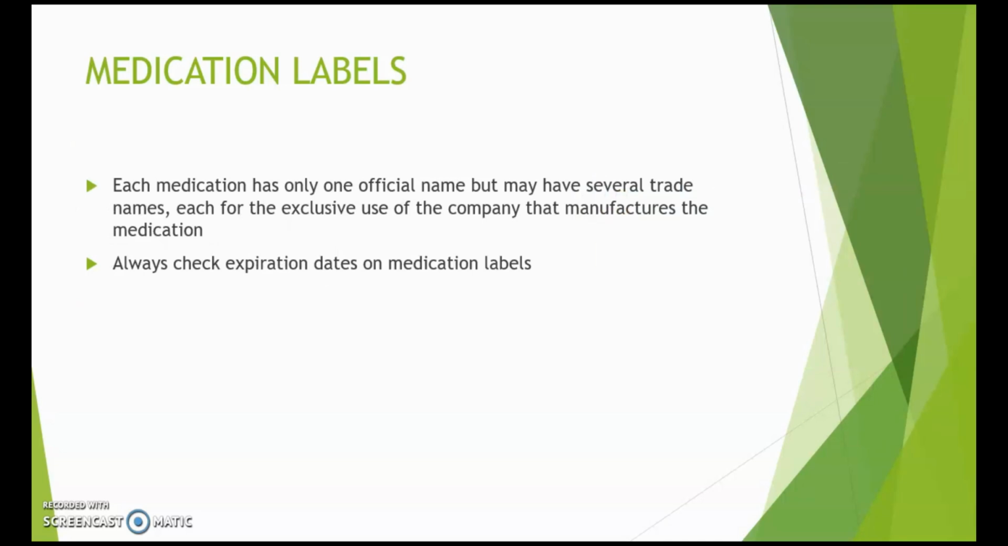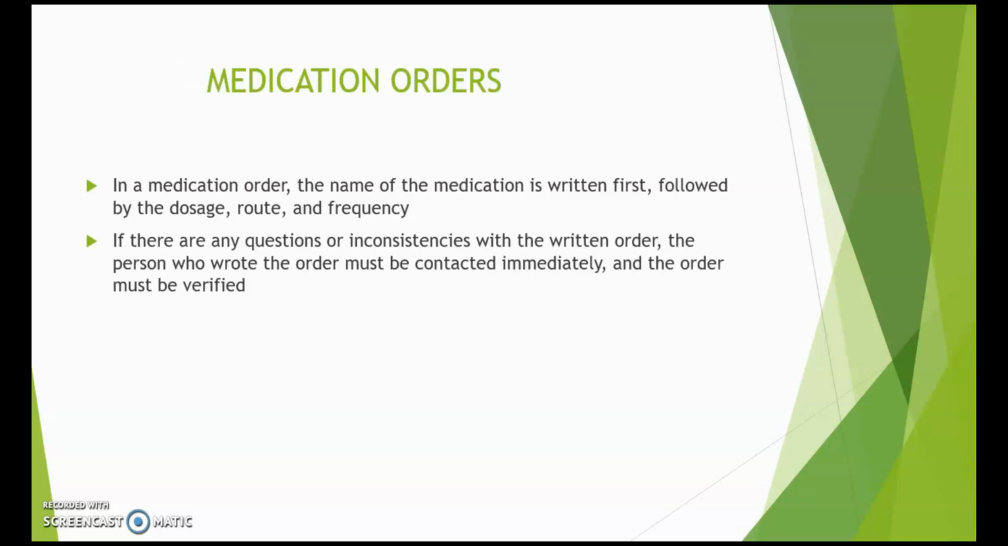Each medication has only one official name, but may have several trade names, each for the exclusive use of the company that manufactures the medication. Always check expiration dates on the medication label. In a medication order, the name of the medication is written first, followed by the dosage, route, and frequency. If there is any question or inconsistency with the written order, the person who wrote the order must be contacted immediately, and the order must be verified.